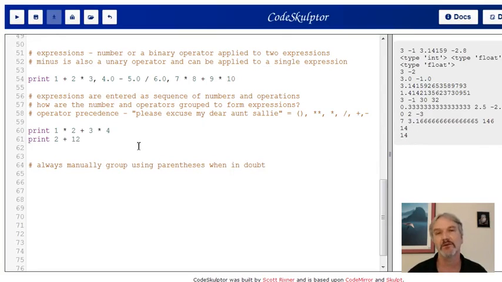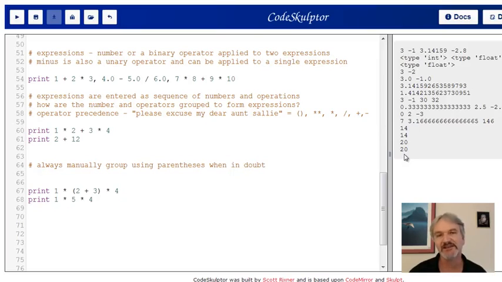And notice here's the real rule, which is if you're in doubt about the order in which operations take place, you can always just go through and use parentheses. So for example, if I wanted to do that 2 plus 3 first, I could say 1 times, in parentheses, 2 plus 3, times 4. And that should be the same thing as 1 times 5 times 4. And sure enough, these both evaluate to 20.